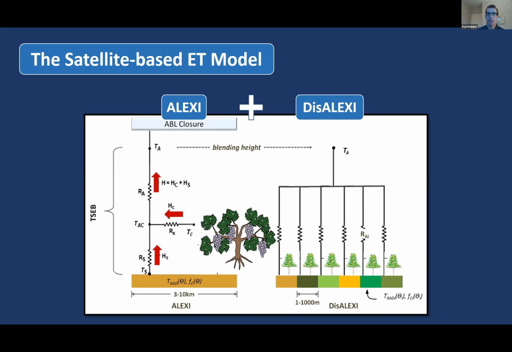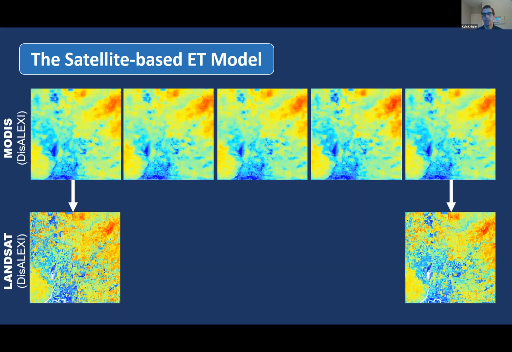But the main thing to take away here is that our model is centered on the thermal infrared imagery and that we individually estimate fluxes for the canopy and the soil, which is very important when looking at canopy covers like vineyards. Now, the outcome of this ALEXI-DisALEXI process can be seen here. On top we have DisALEXI estimates for MODIS, which is the coarser resolution, and Landsat on the bottom, which is higher resolution.